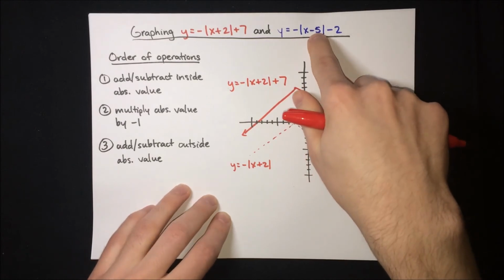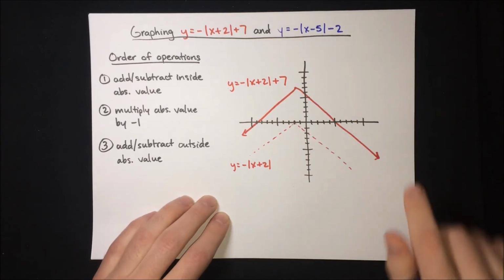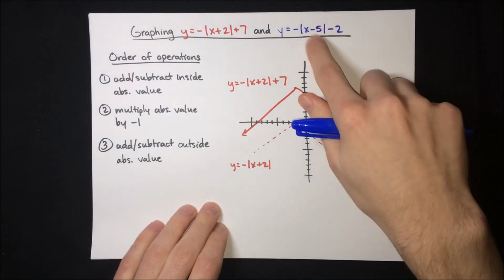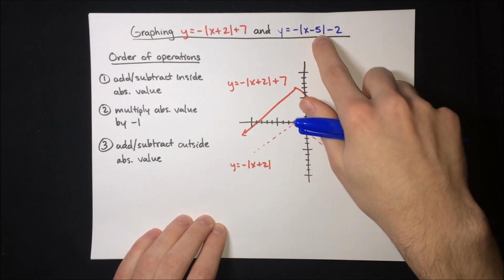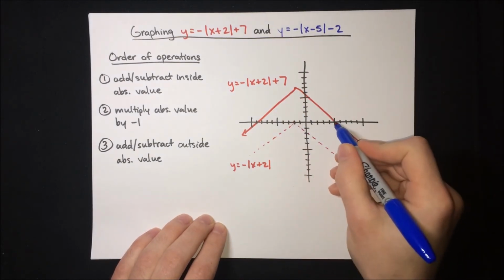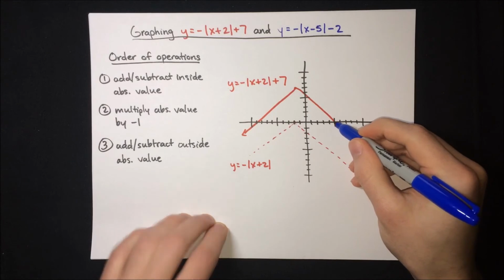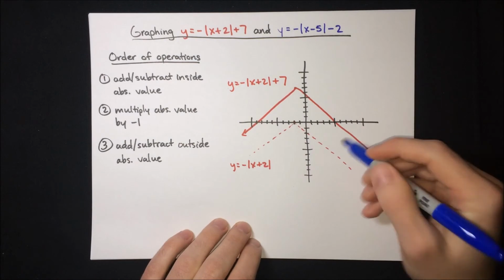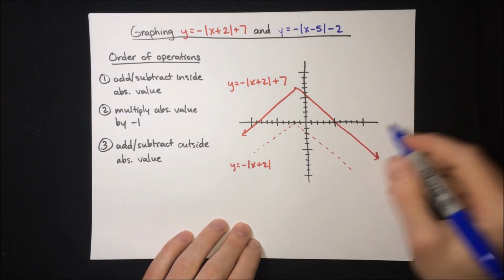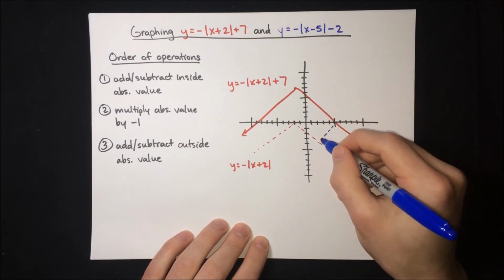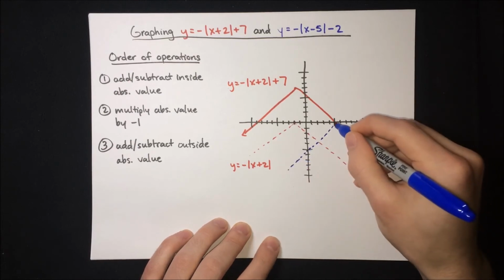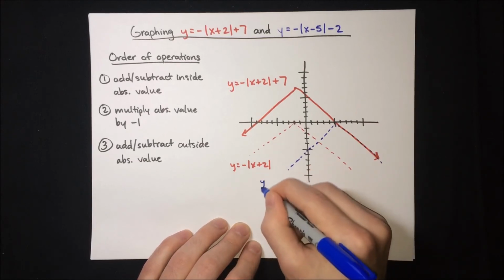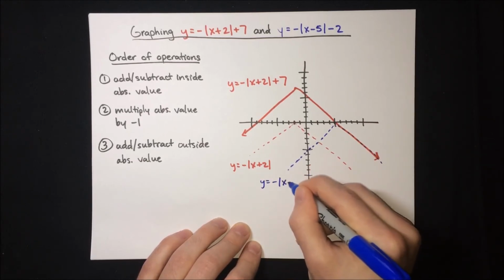Now for this one, it's a really similar process. Let's just look at the x minus 5 part. So that says to translate our graph 5 units to the right. So we're going to start here, and then the negative says to flip it over the x-axis. We're reflecting over the x-axis, and then it'll look something like this. Let's draw that just to keep that image in our minds. And that's y equals negative absolute value of x minus 5.